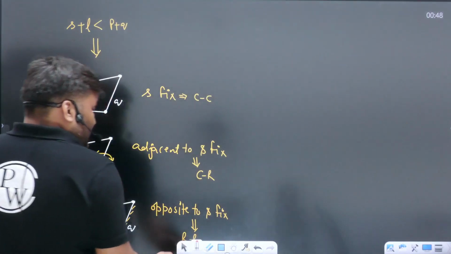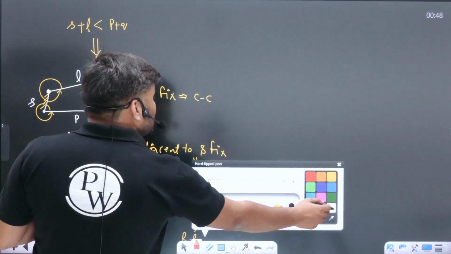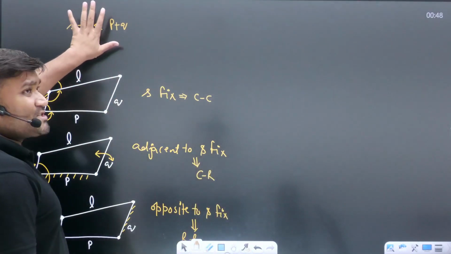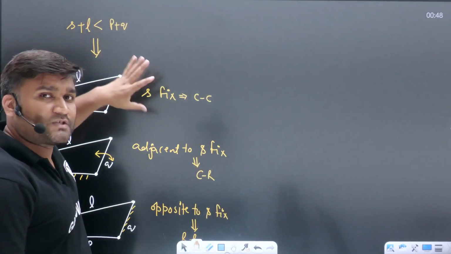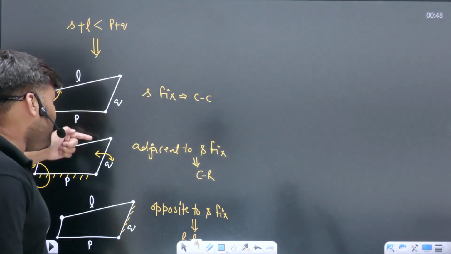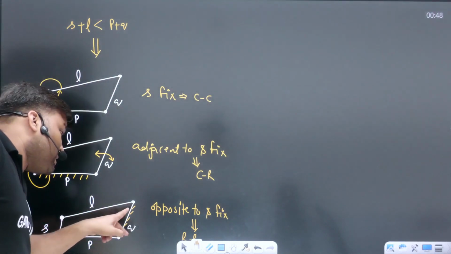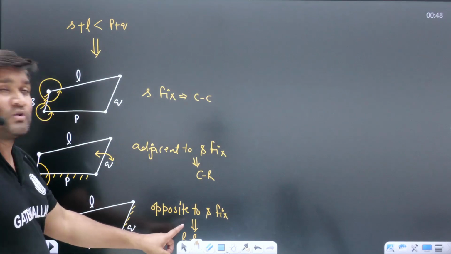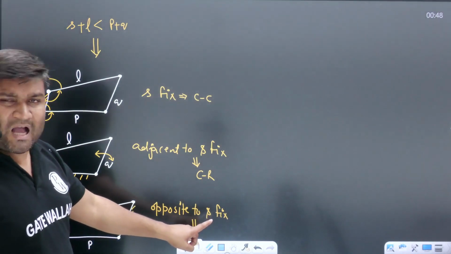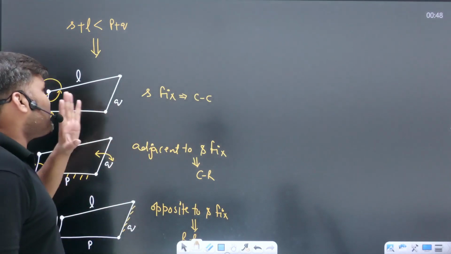Whichever mechanisms satisfy this law, Grashoff's law, those are known as Grashoff's chain. And even in a Grashoff's chain there may be one situation where you have made the shortest as coupler, you are going to get a rocker mechanism. I will show the animation. Just wait a few more minutes.